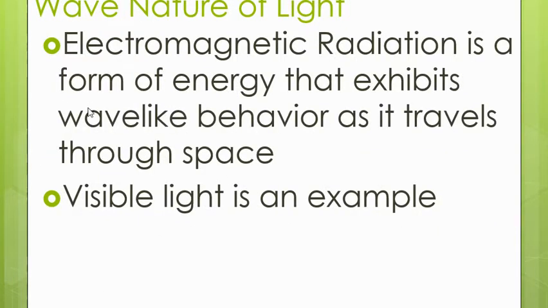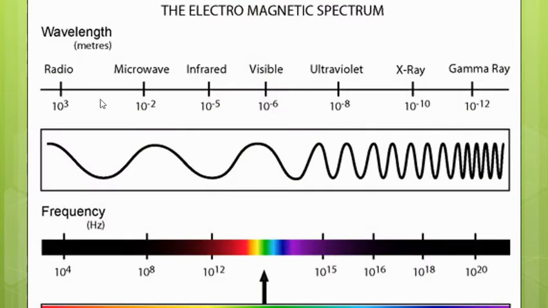And we have something called electromagnetic radiation. So that's a form of energy. It has a wave-like tendency. It also has a particle-like tendency that we'll talk about in a little bit. And visible light is part of that. There's other segments of that.